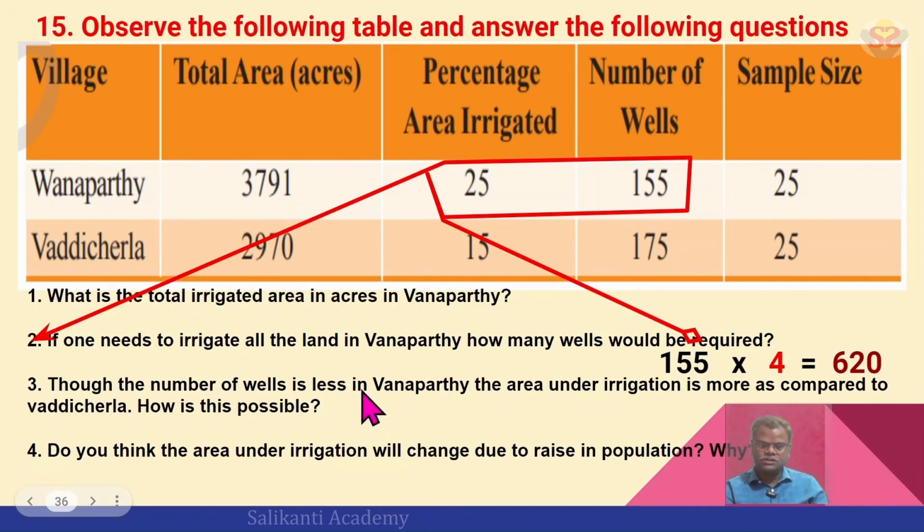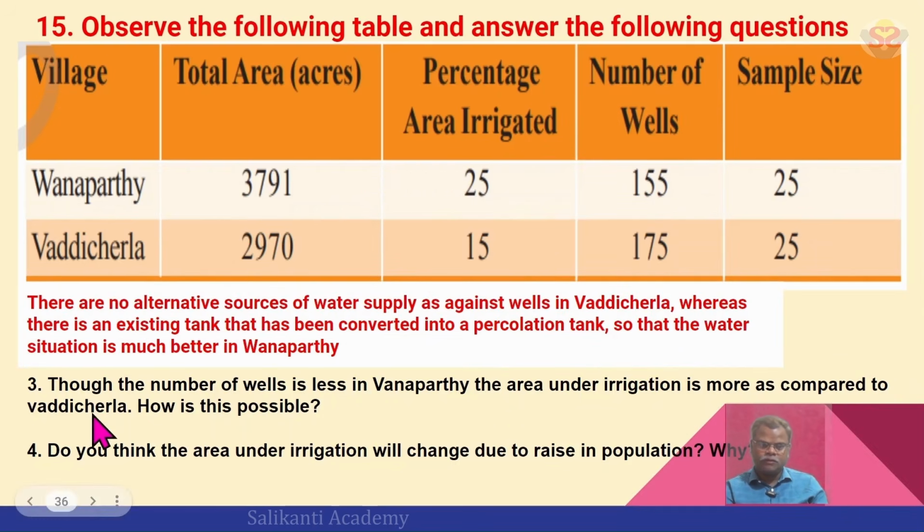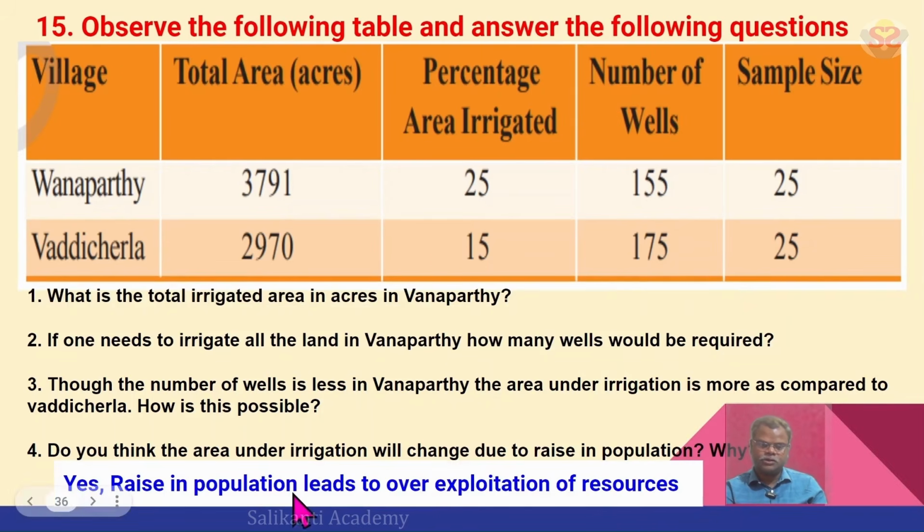Though the number of wells is less in Vanaparthi, the area under irrigation is more as compared to Vadicharla. How is this possible? There is no alternate source of water supply as against wells in Vadicharla, whereas there is an existing tank that has been converted into a percolation tank, so the water situation is much better in Vanaparthi. Do you think the area under irrigation will change due to rise in population? Why? Yes, rise in population leads to over exploitation of resources.